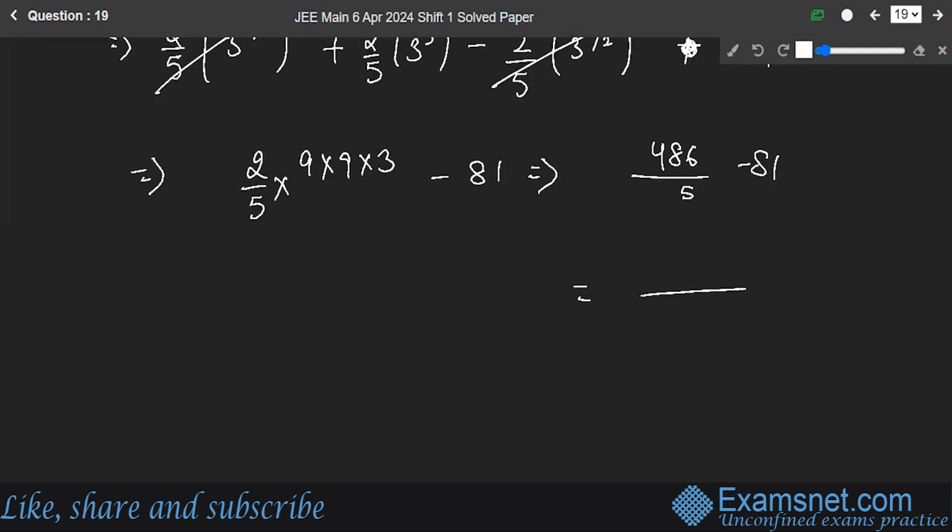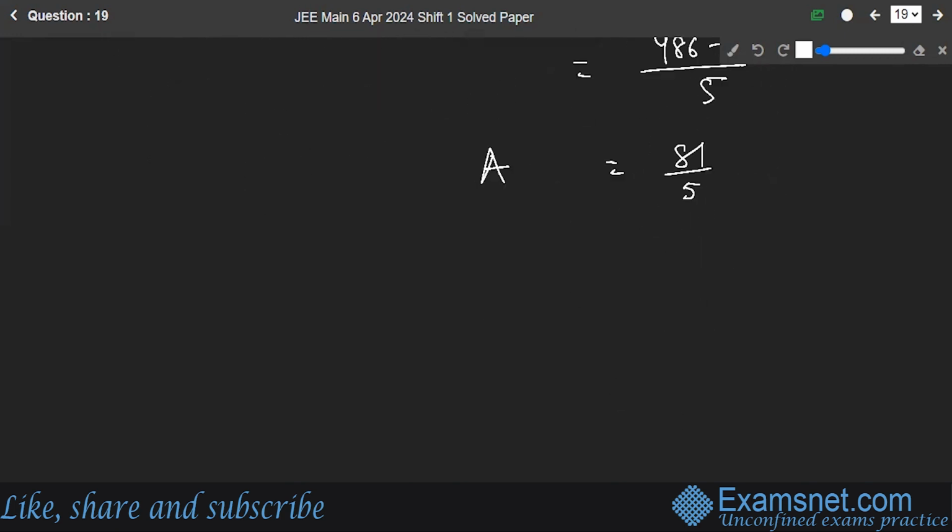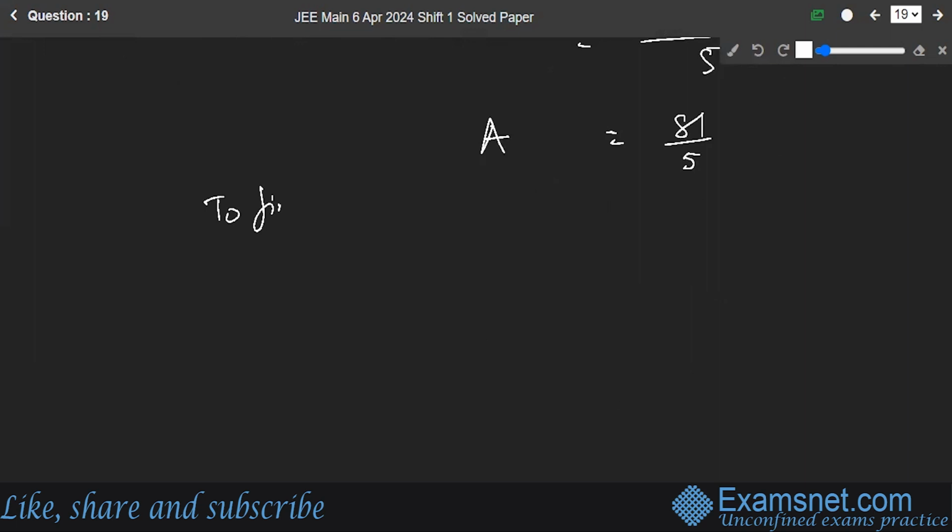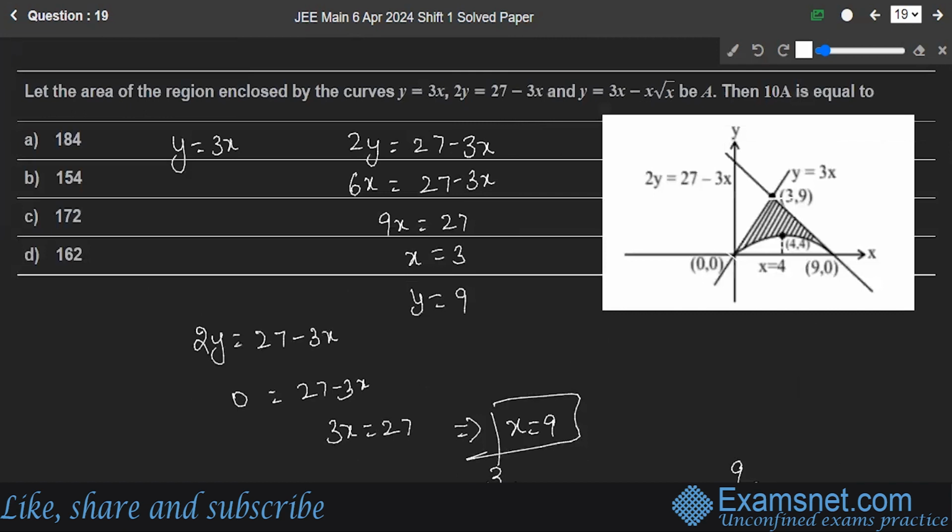And this is equal to 486 minus 405 upon 5. That's right, 81 upon 5. Okay, and that was equal to your area, and what you had to find out in the question was 10A. So 81 upon 5 into 10 gives me 162. So this is the answer to the question, 162. Option D is the right answer. Hope you got that. Let's move to the next question then.